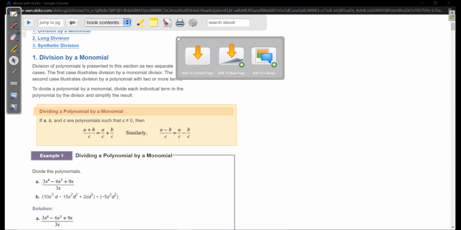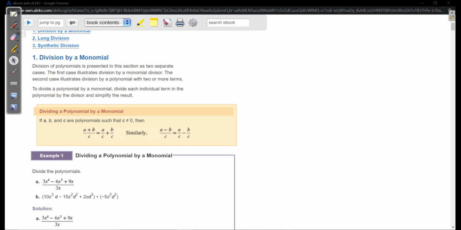So the division of polynomials, starting here. Alrighty. Division by a monomial. Division of polynomials is presented in this section as two separate cases. The first case illustrates division by a monomial divisor. The second case illustrates division by a polynomial with two or more terms.